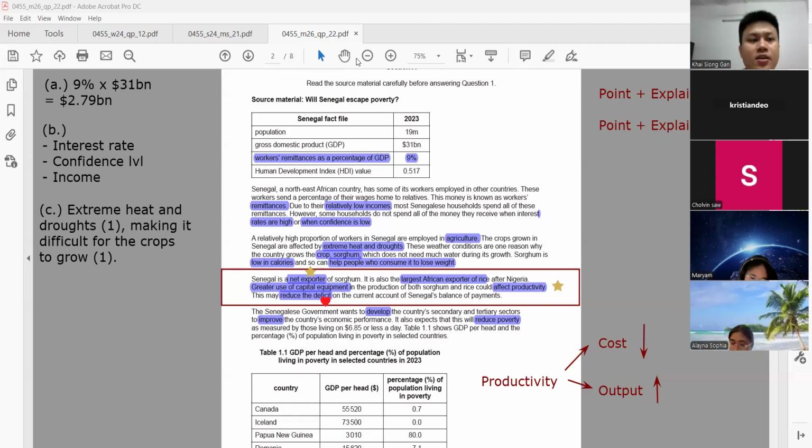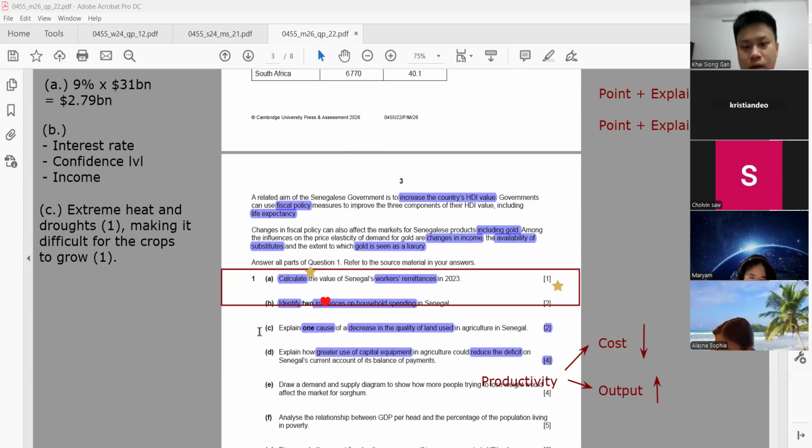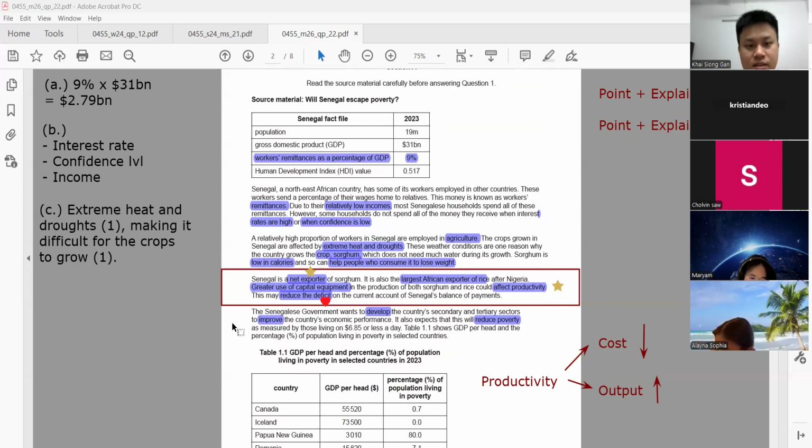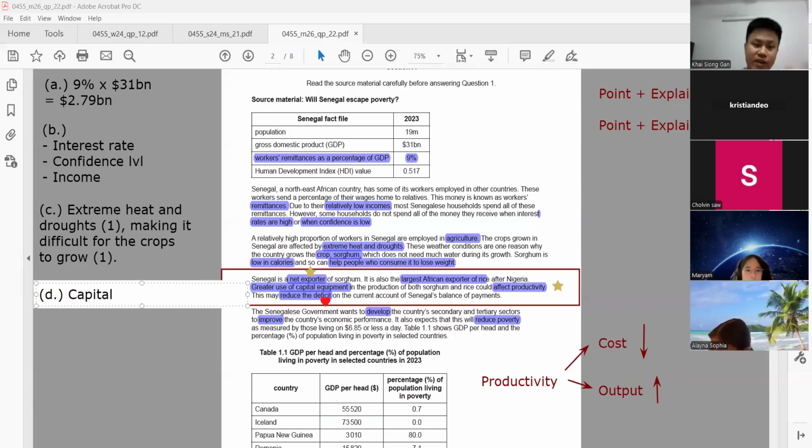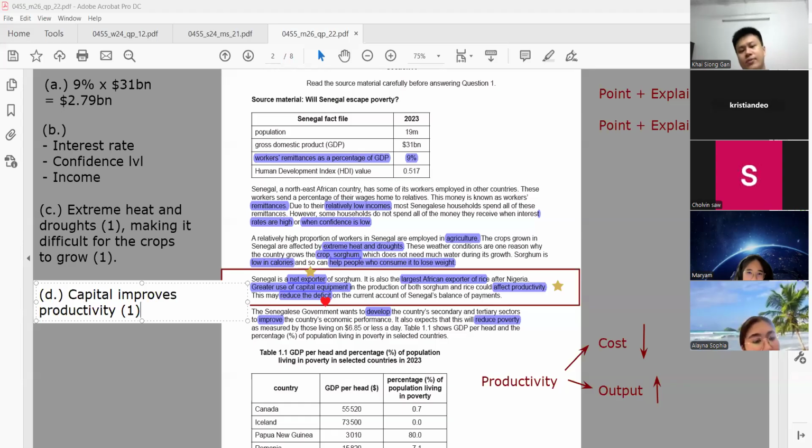Yes, correct, Xin Hui. So, how to write the answers for this question? Let me see the question again. How greater use of capital reduce deficit? Okay, let's write the answers here. You try to write concisely. Okay, use of capital. Capital improve productivity. 1 mark. Why? Because I copy from the article, right? The point is from the article.